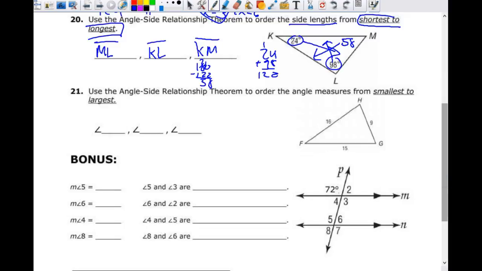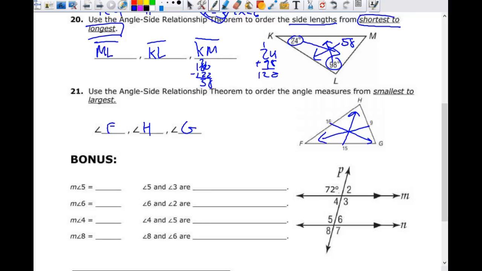Smallest angle is across from the smallest side. Where's the smallest side here? HG. So our smallest angle is directly across from that, which is angle F. What's our second smallest side? 15, which is across from H. And our largest side is FH. Largest angle is G. Okay?